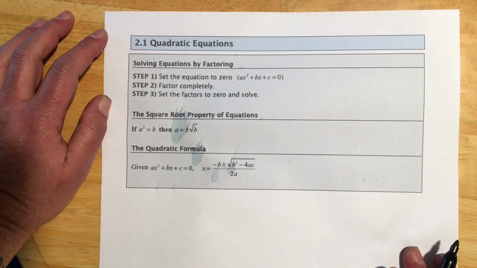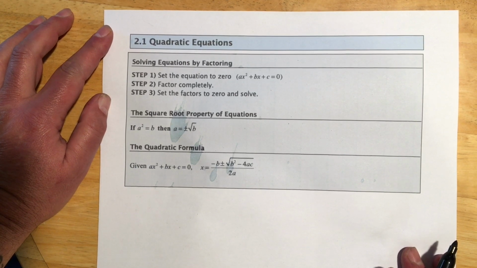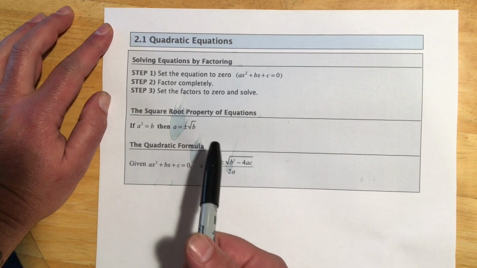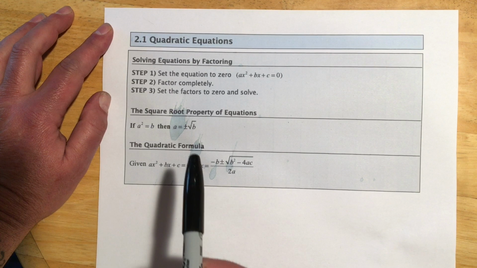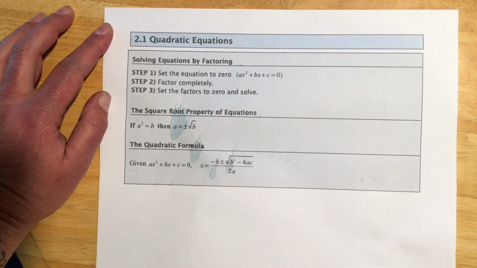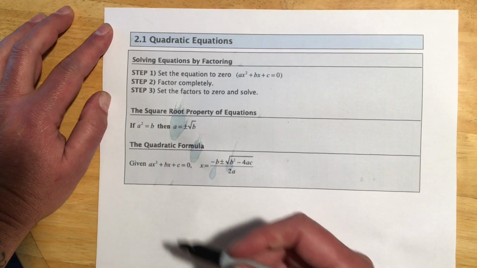Hey all, so this is the Exam 2 review for Math 116. And so the first section is section 2.1, quadratic equations. And this is where we're solving them. We have a few different methods for doing that.